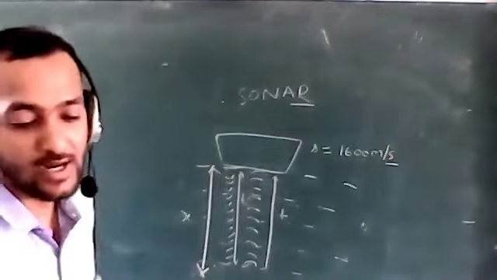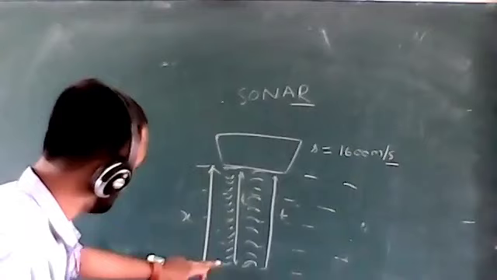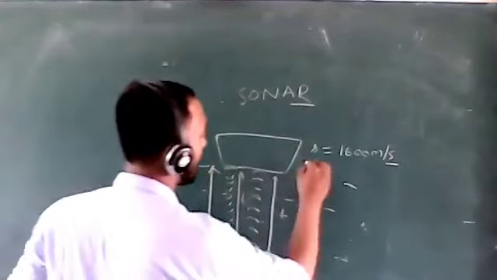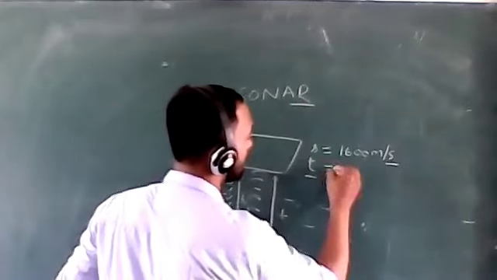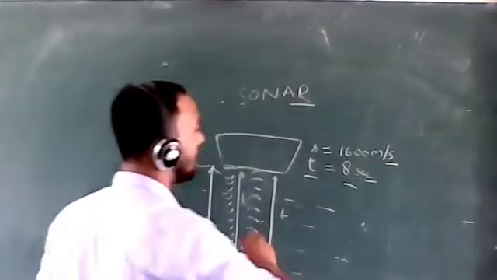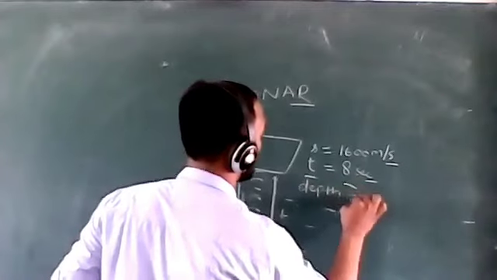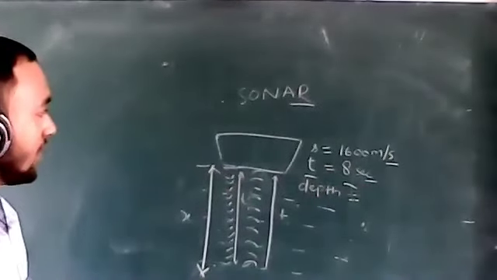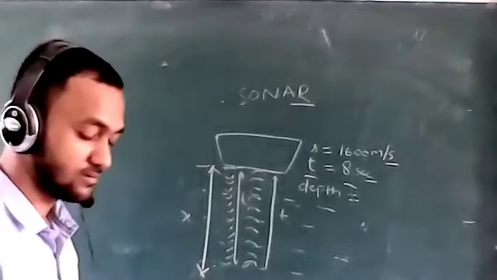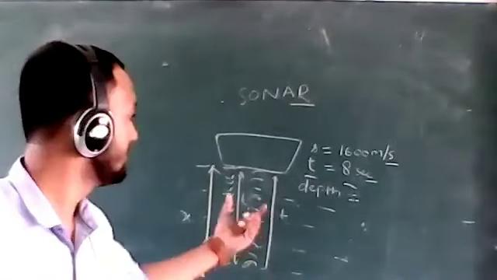1600 meter per second, and the total time, from the sound going down to the depth of the sea and returning to the boat, is T equals 8 seconds. Now you have to calculate the depth of the sea. Who will answer? The depth of the sea.